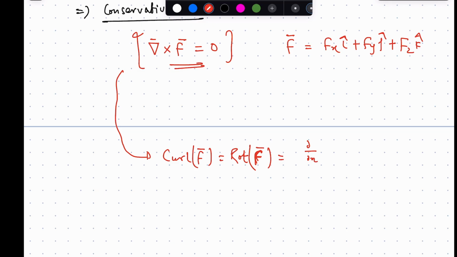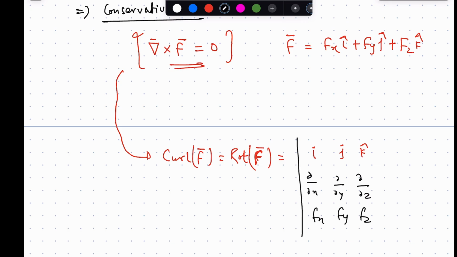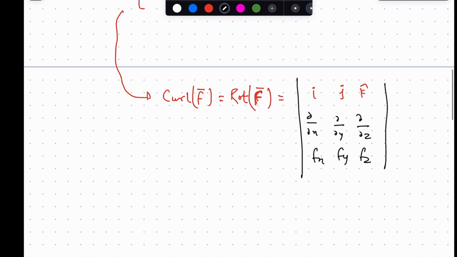First we'll have i cap, j cap, and k cap. Then we'll have dou by dou x, dou by dou y, and dou by dou z. Then we'll have Fx, Fy, and Fz. This is a matrix. You calculate the determinant of that, and then you will be able to find out curl F. And if that is equal to 0, then that is a conservative field.